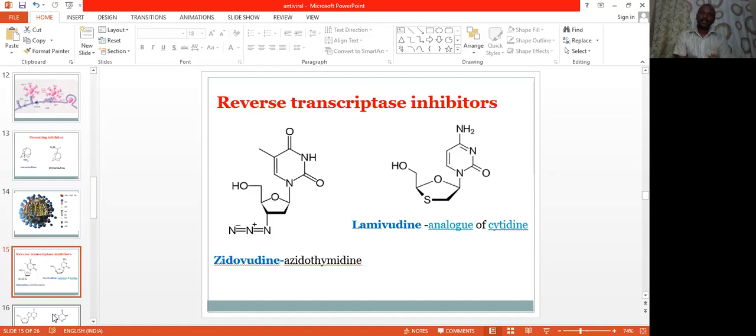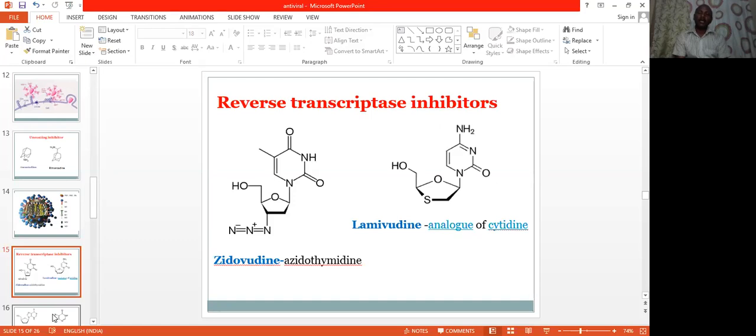The genome present can be DNA or RNA. The DNA sometimes will be single strand or double strand, or in the RNA case it will be a single strand RNA. So this is the basic difference. Now coming to the reverse transcriptase, it is an enzyme which is present with the virus. What is the function of this reverse transcriptase? It synthesizes DNA, complementary DNA, from RNA.